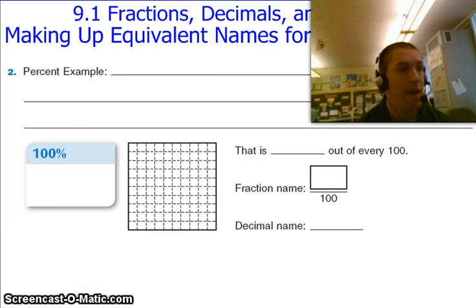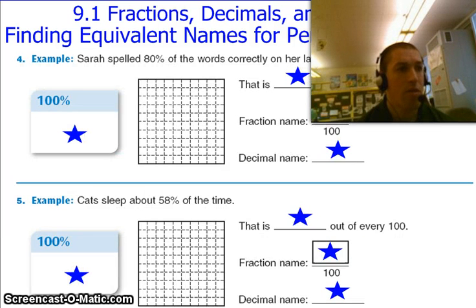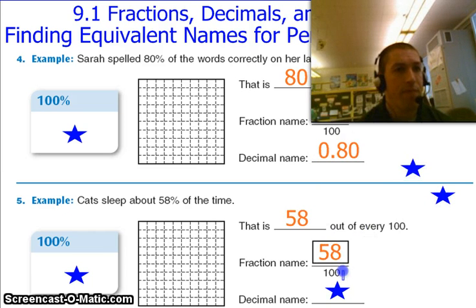Okay, you're going to do the same here. 12%. I want you to pause it and try this one. All right, let's see how you did. 12 out of 100, 12 hundredths. Good. I think it's pretty simple. So I'm going to let you do these on your own. Pause it. Make sure you got it right. Good.